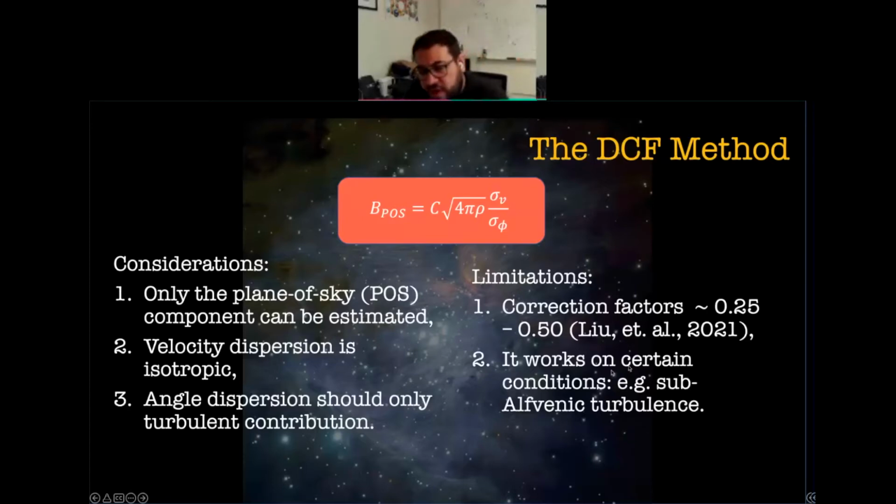And there's also a lot of suggestion that the DCF method has to be very carefully used or considered in certain conditions, like for example, when the turbulence is super-Alfvénic. I think this is a typo, or what I'm trying to say is it only works in certain conditions, in this case mostly in super-Alfvénic conditions.